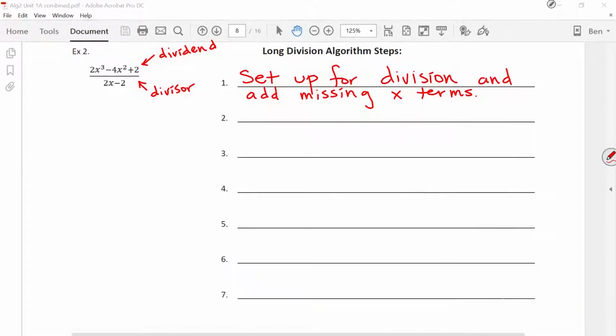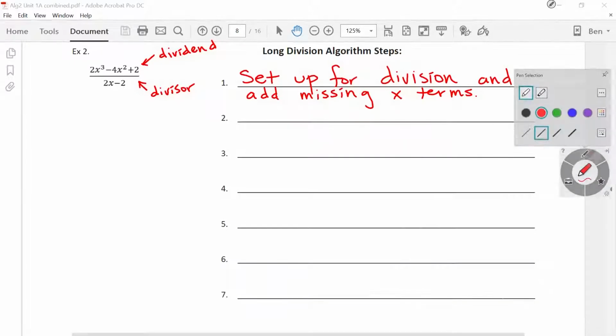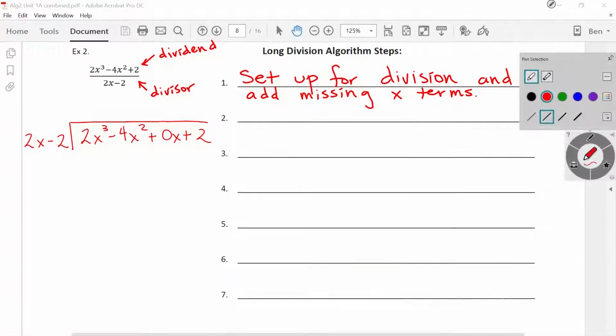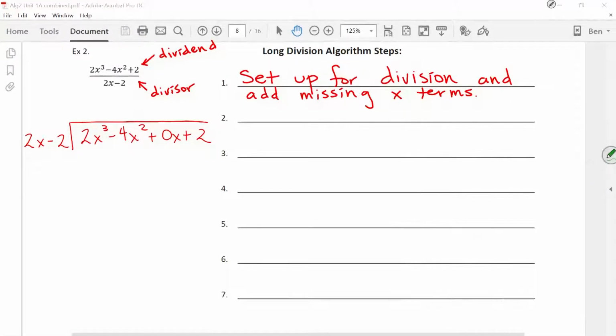Now, I'm going to write that down using our kind of long division notation. And I'll write the dividend inside the division bracket. And the divisor goes outside of the bracket. All right. Notice I've set that up and I've added in missing x terms. That 0x squared is that missing term. The next thing is I will ask myself, what times the divisor is the dividend?